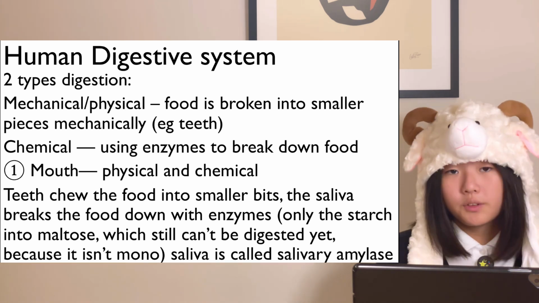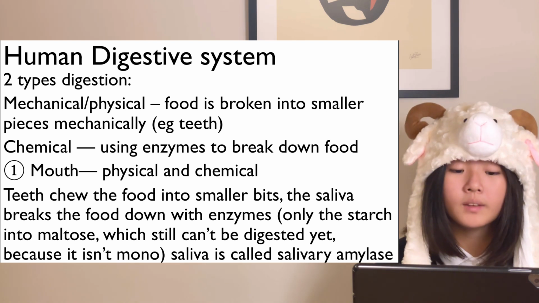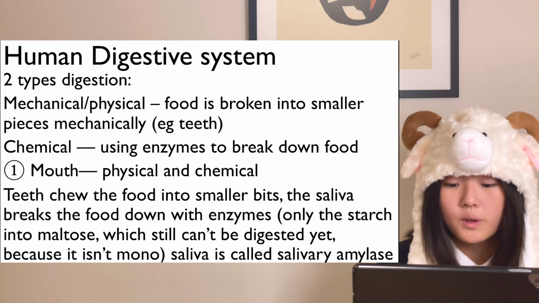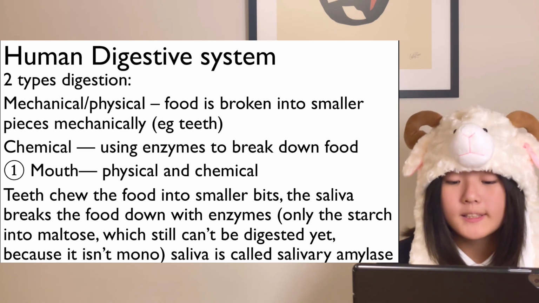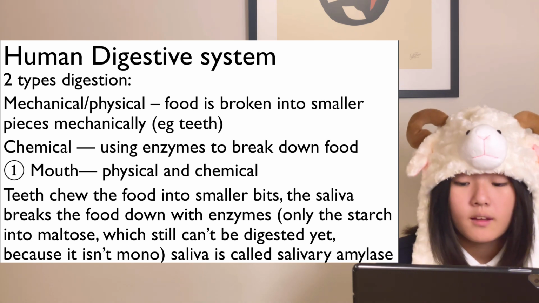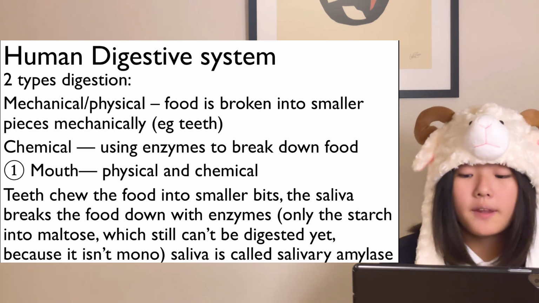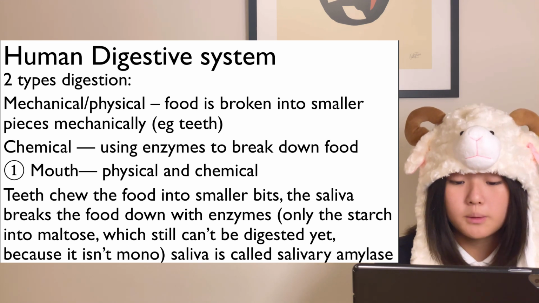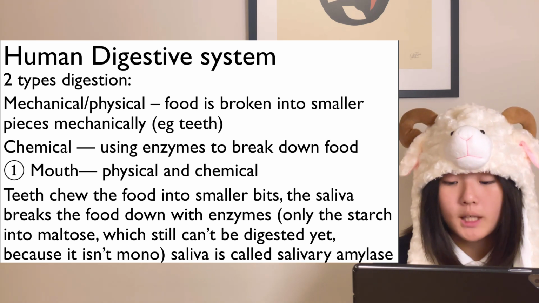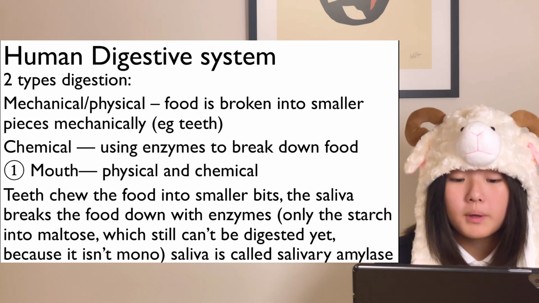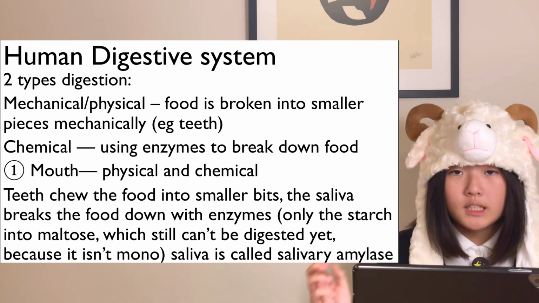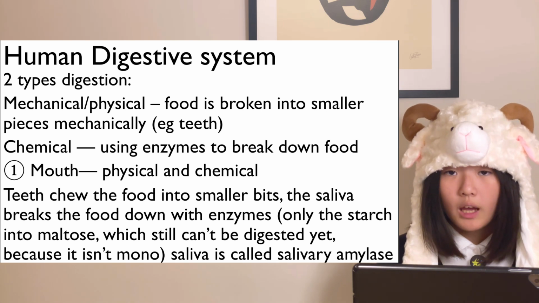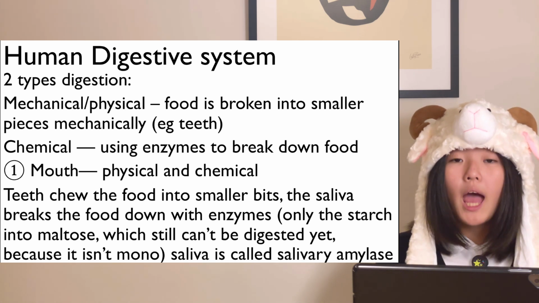Now I'll teach you about the different steps food goes through in your body. The first place you need to go is obviously the mouth. The mouth uses both physical and chemical digestion. The teeth chew the food into smaller bits. This is why it is physical, and the saliva breaks the food down with enzymes. This is the chemical part. Only the starch into maltose. But maltose still can't be digested either because it isn't mono, meaning the sugar inside it is a pair, not one. And the saliva only breaks down the starch. The saliva is also called the salivary amylase.